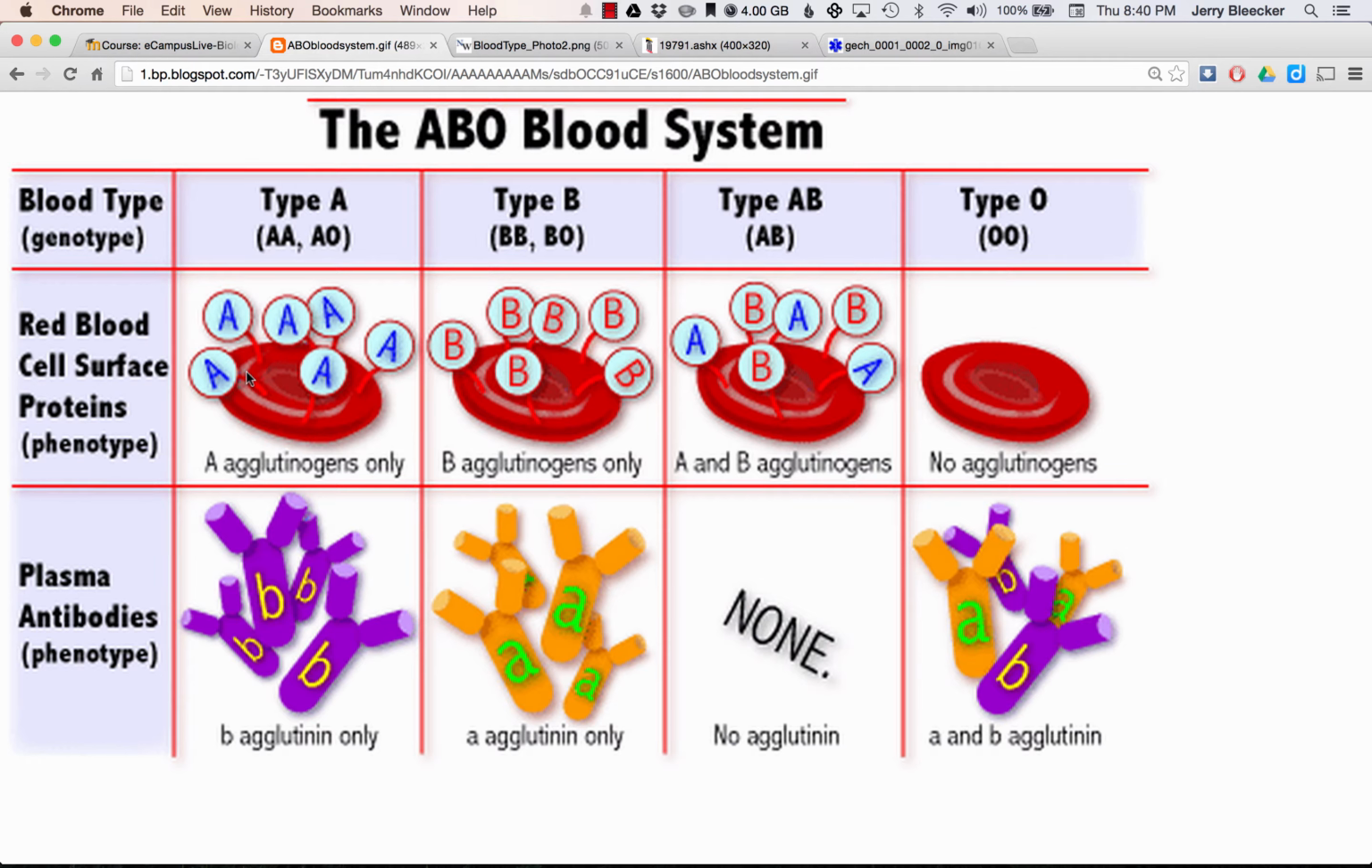Now, if you're type A, you have the A type antigen presented on the surface of your red blood cells, on your erythrocytes. If you are type B, you have B antigens sticking off the surface of your red blood cells. And if you're type AB, well, you have both. Type O has nothing. It's basically nude. It's naked. There's no surface antigens on there at all. But we'll talk about plus minus in a minute. That's a different matter.